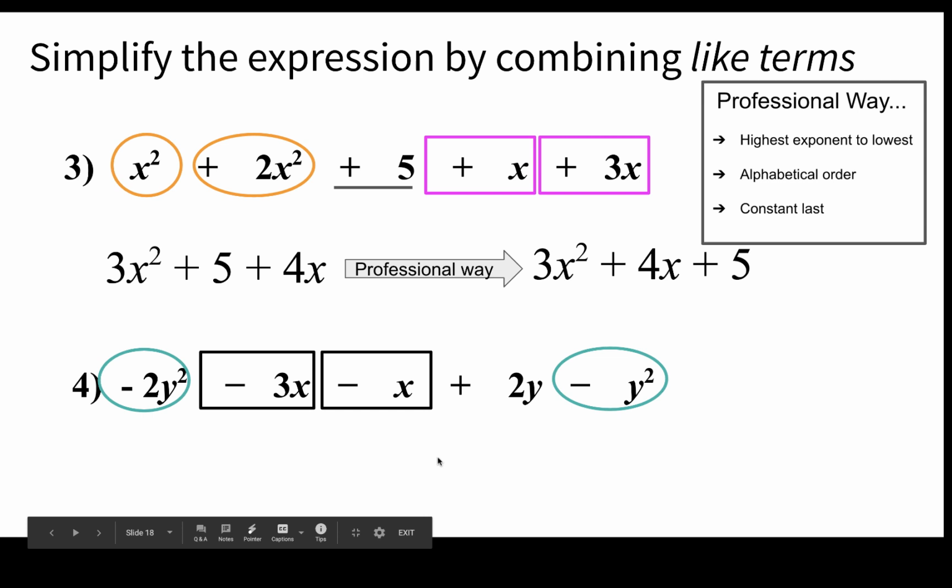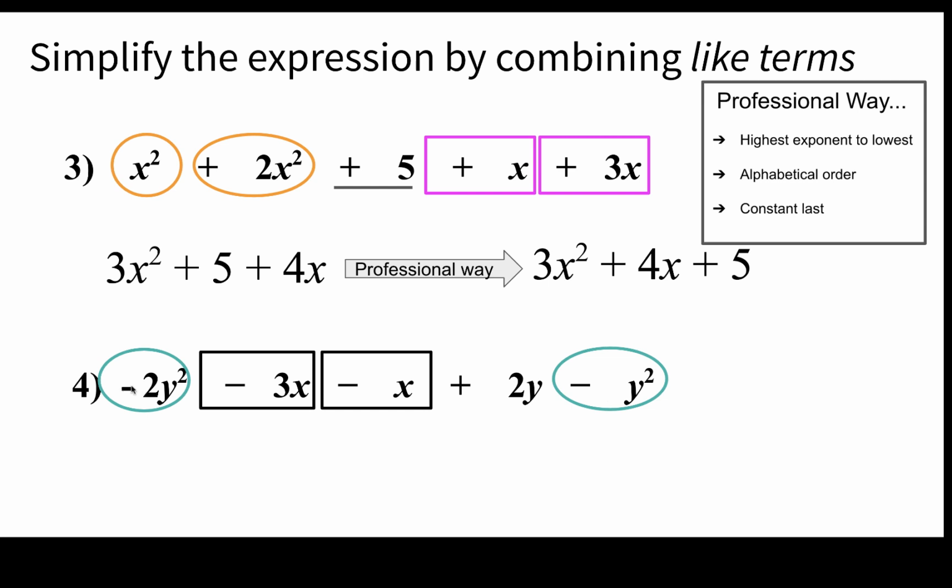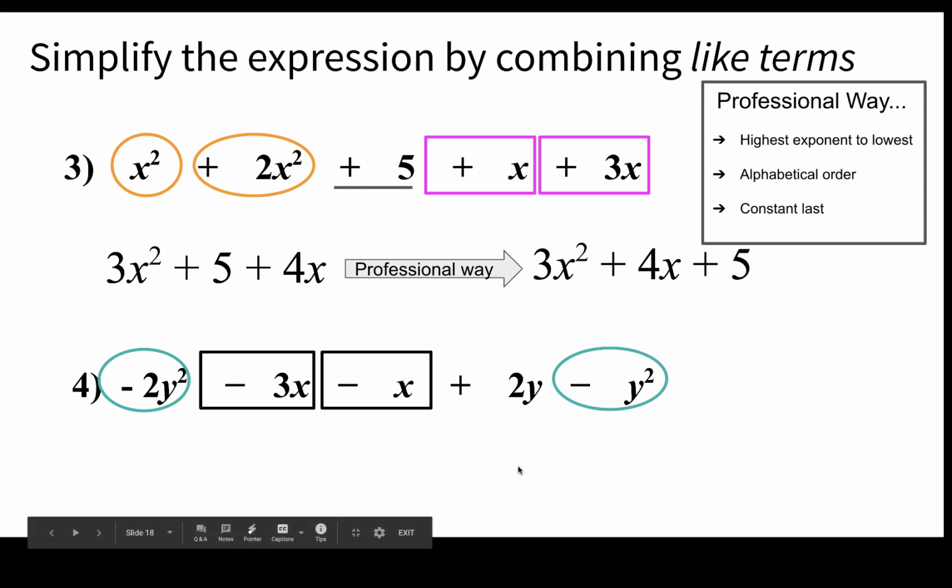Let's combine what we have. We have minus 2y squared and we're taking away a y squared. It's like a negative 2 minus 1. Remember, there's that invisible 1 in front of every variable. Negative 2, take away 1. Use your calculator if you're not sure. That would give you negative 3. So that's a negative 3y squared.